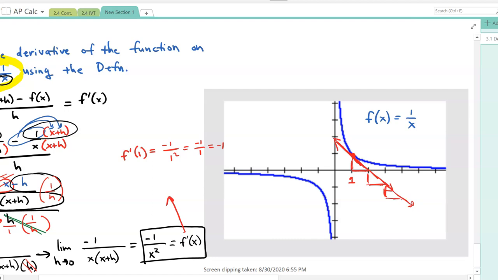Likewise, you could find the derivative when x equals negative 2. Plug in a negative 2 into your function. Negative 2 squared, which is 4. The 1 is negative. So that's your slope, negative 1 fourth. At negative 2, you could draw your tangent line that passes through negative 2. And what we're saying is that the derivative at negative 2 is negative 1 fourth.